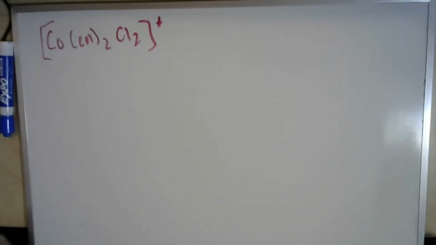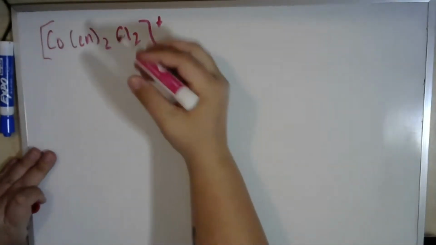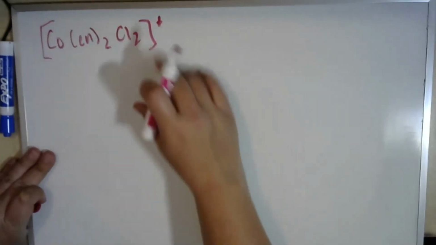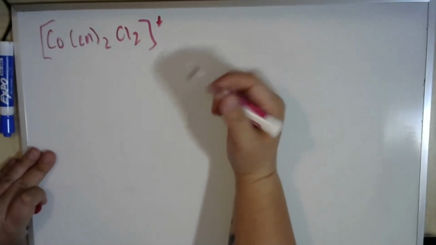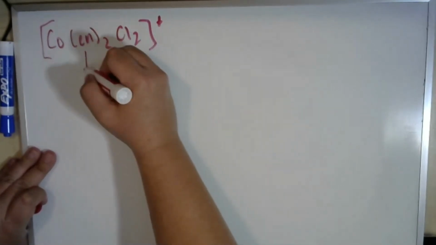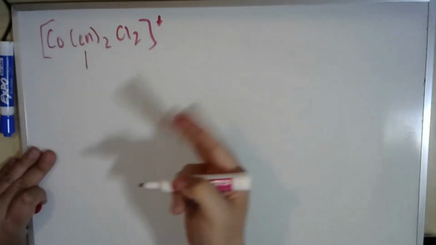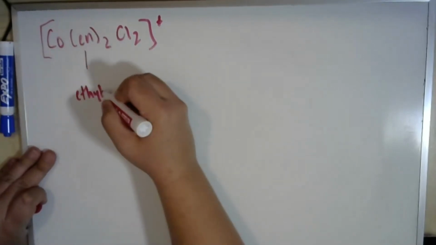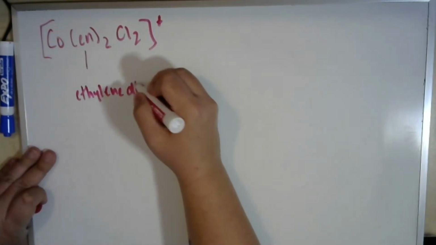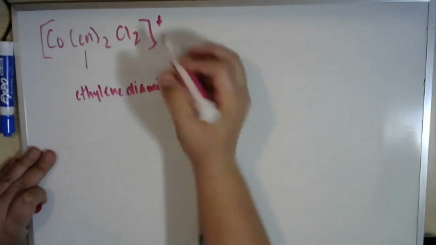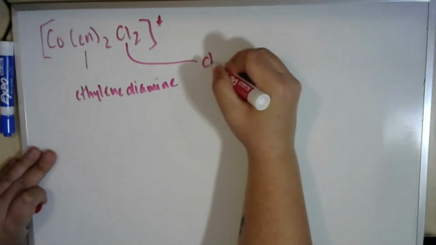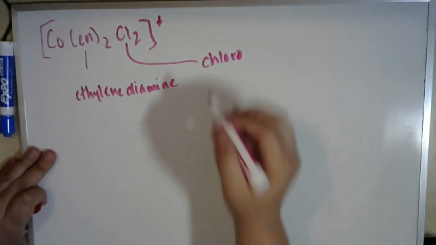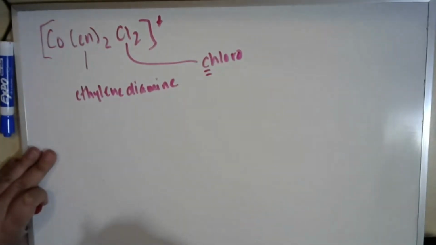So over here, we have a complex cation. We know that because it has a positive 1 charge. It's got 2 types of ligands: ethylene diamine and chloro. So we're going to want to put that out front.